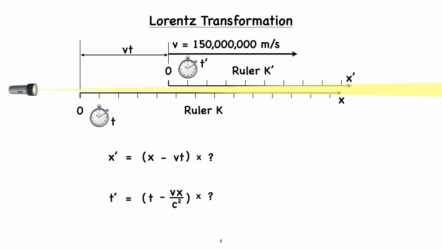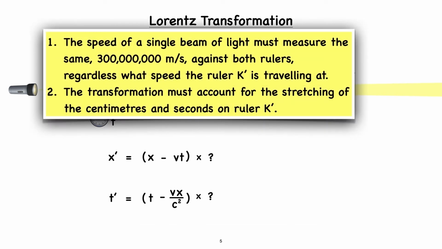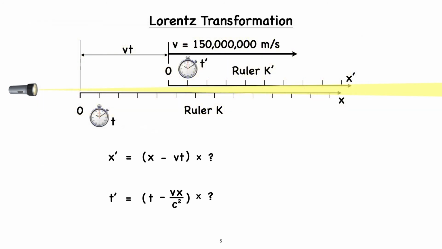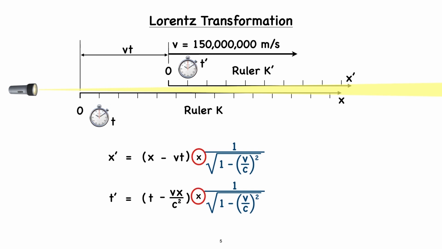Now let's go back and look at the second objective of the transformation. This is the one that has to account for the dilation, the stretching of the centimeters and seconds on ruler k dash. It's time now to reveal those mystery terms, these two, and it's the same one in both cases. Let's take a look at them. There they are. Two things to notice. Yeah, it is the same factor top and bottom, and secondly, it's multiplied in both cases, so it's a scaling factor.